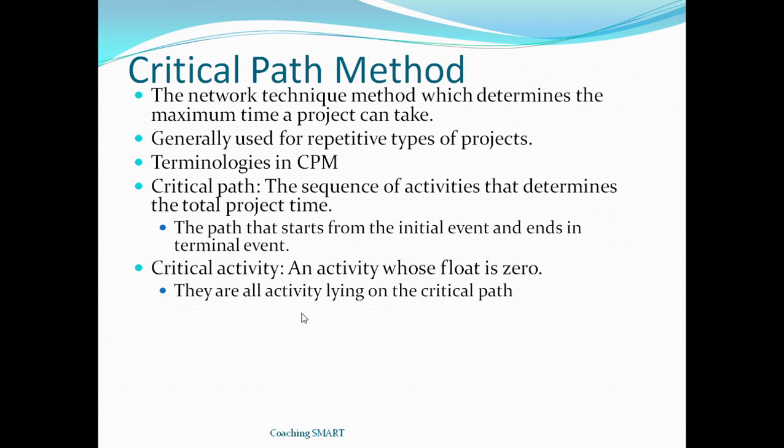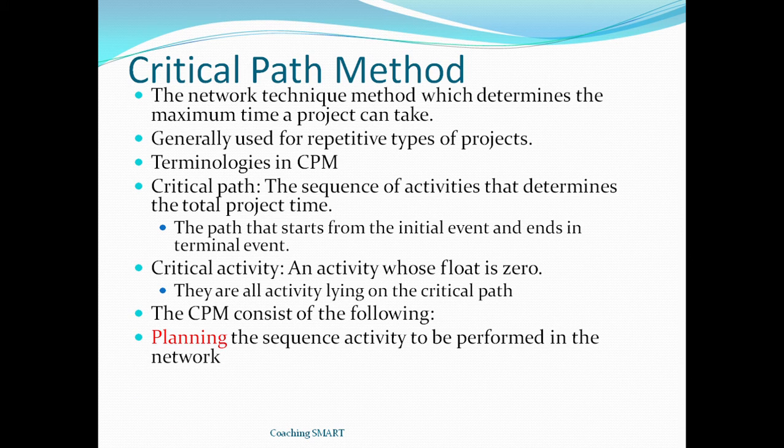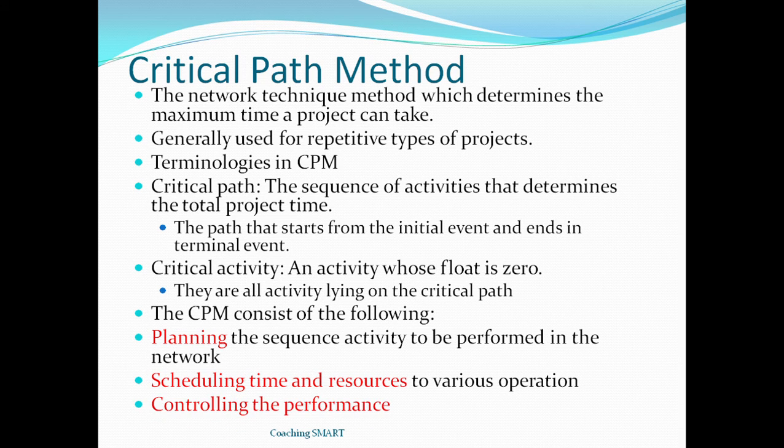Critical activity. An activity whose float is 0. They are all activities lying on the critical path. So when you talk about critical activity, it is an activity which is within the critical path. The critical path method consists of the following: planning, the sequence of activities to be performed in the network. Number 2, scheduling time and resources to various operations. Number 3, controlling the performance. So these are components of critical path method.